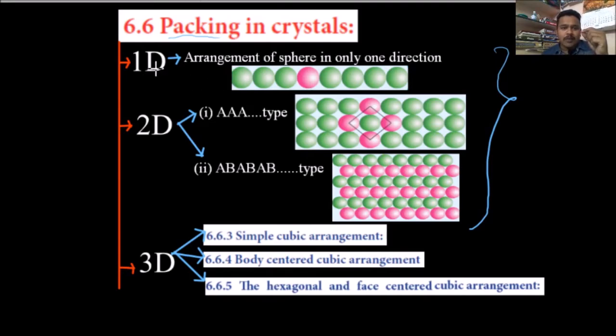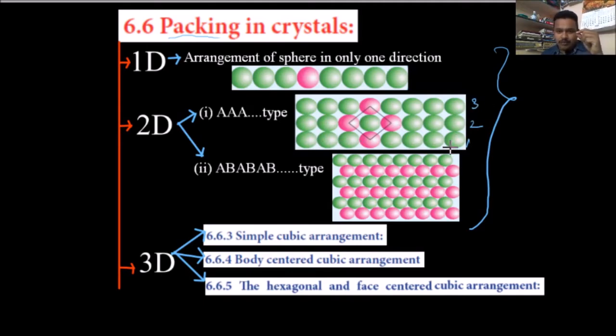What is one dimensional? These spheres are arranged in one direction, side by side. That is one dimensional packing. In two dimensional packing, there are two types: one is AAA type, the other is ABAB type. AAA type means there is a first row, then a second row, and then a third row. How are they arranged?